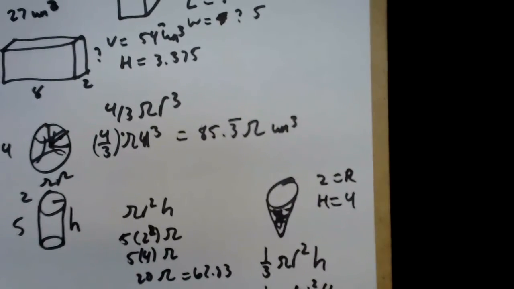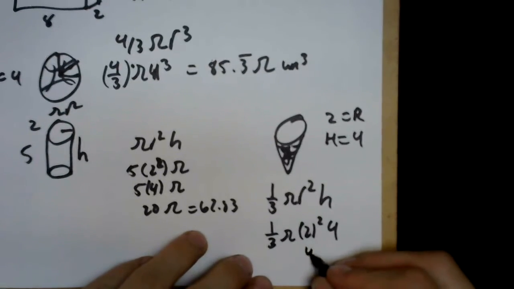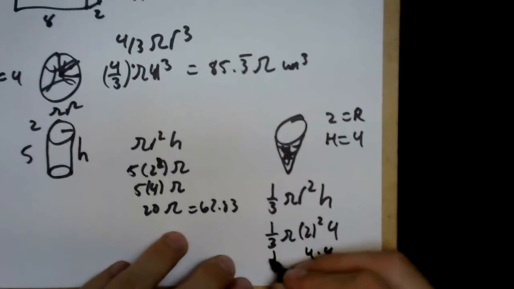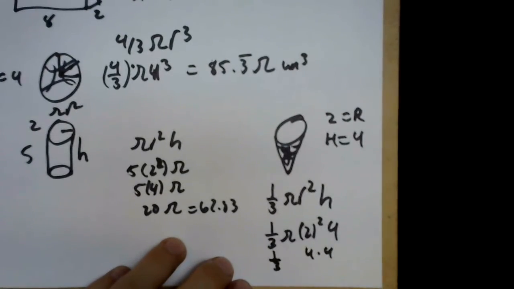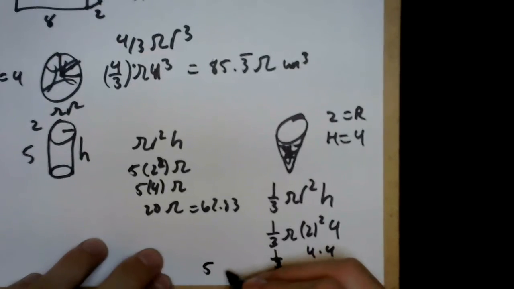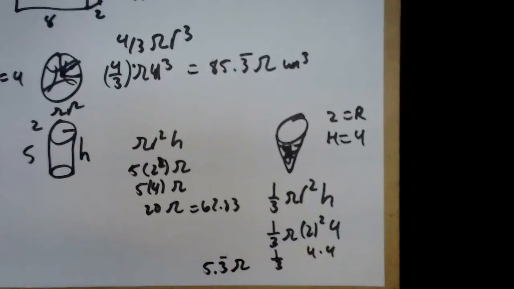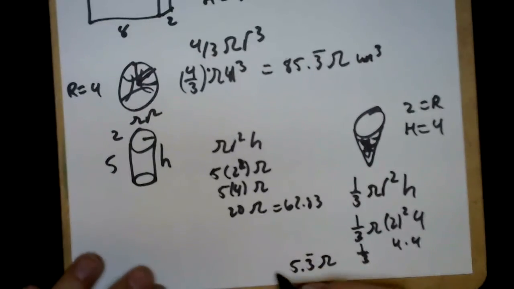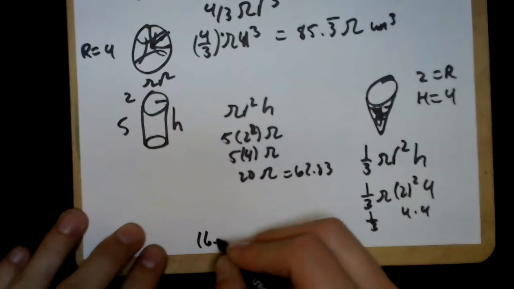So let's get this up. 4 times 4 is 16. 16 divided by 3 is 16/3, which is 5 1/3, or 5.3 pi. If anybody's really wondering what that is in decimal, it's 16.75.